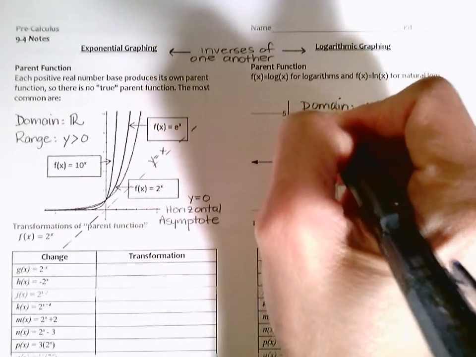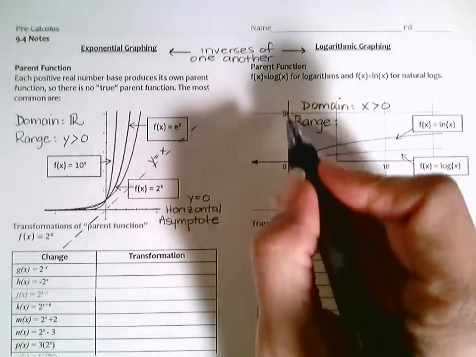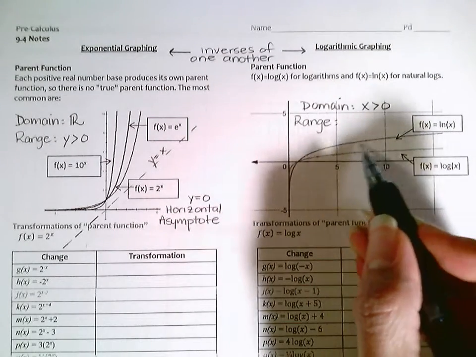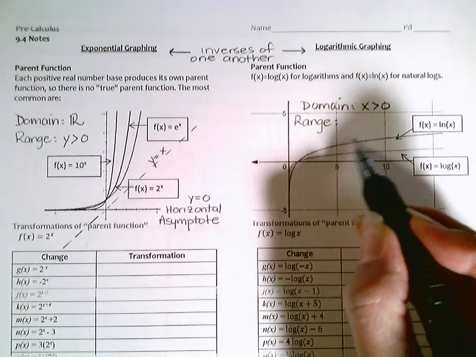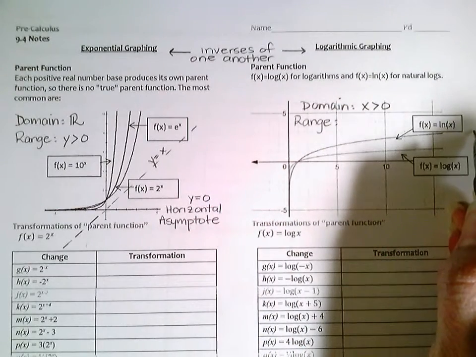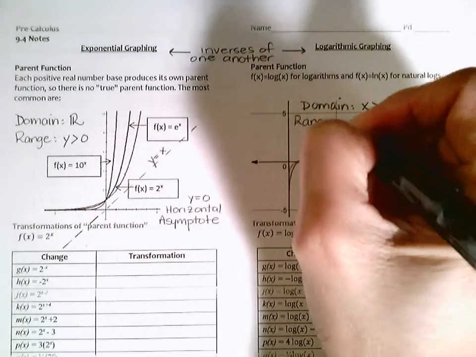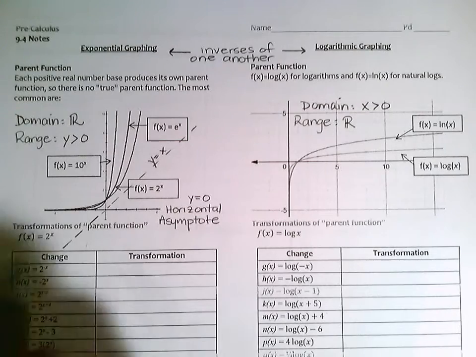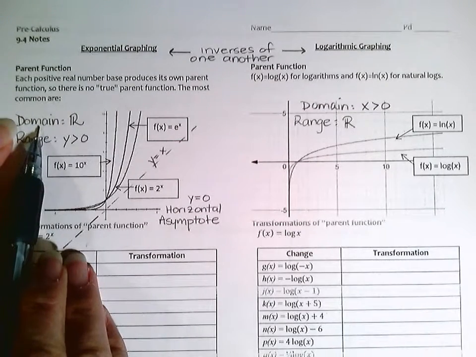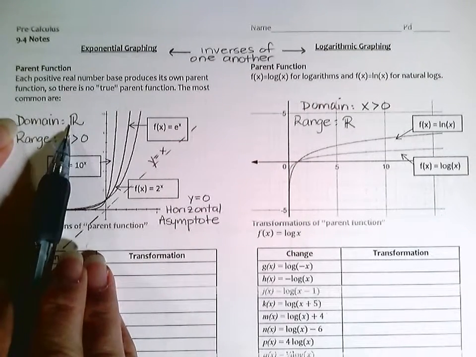The range, what y values are being used? Well, this graph is going to go all the way down, and it goes all the way forever increasing. So y values end up being all real numbers for this graph. Again, pointing this out: for the exponential function, the domain was all real numbers.